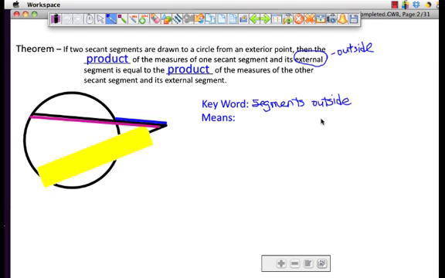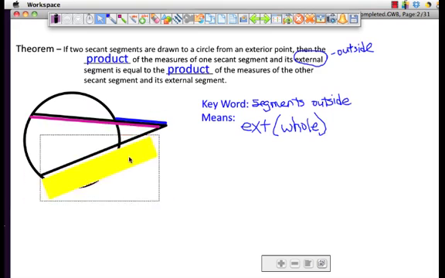Okay, anytime that you have segments that intersect outside, it means that there's two pieces involved. There's a whole piece in pink and the exterior piece. So the clue that you want to use is that it's the exterior piece times the whole piece. I'm actually going to write it in parentheses. That'll help you with it later. The exterior piece times the whole piece. That means times. That's the keyword. If you get this part down, the rest will be easier.